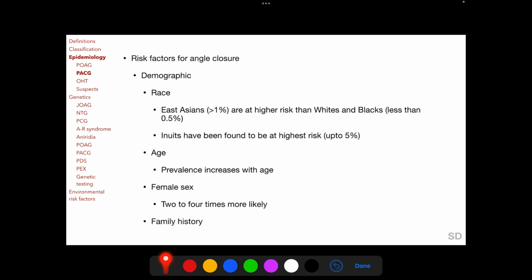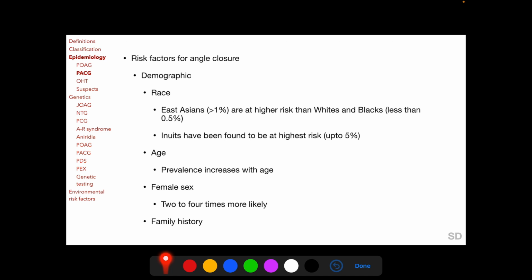Risk factors for angle closure glaucoma include demographic risk factors and ocular risk factors. No systemic risk factor for angle closure glaucoma has been found. Demographic risk factors include race, age, sex, and family history. East Asians are at a much higher risk of developing primary angle closure glaucoma than whites and blacks. Inuits or Eskimos have been found to be at highest risk of developing primary angle closure glaucoma.